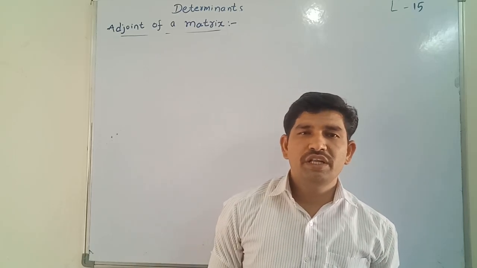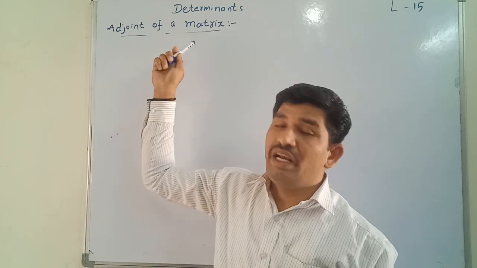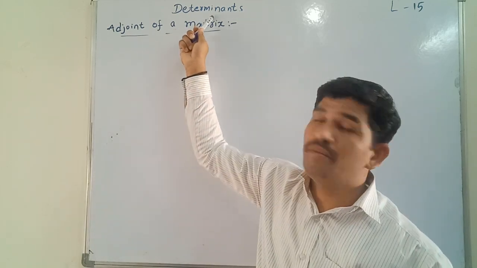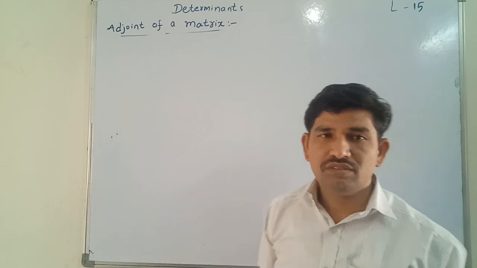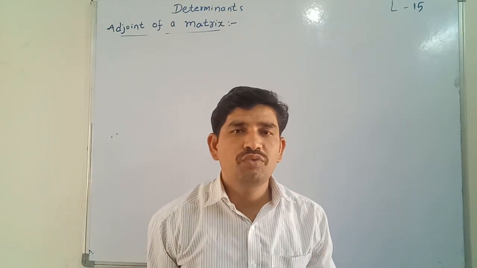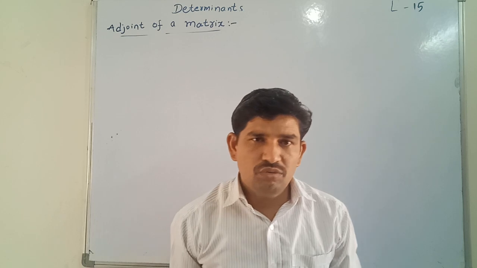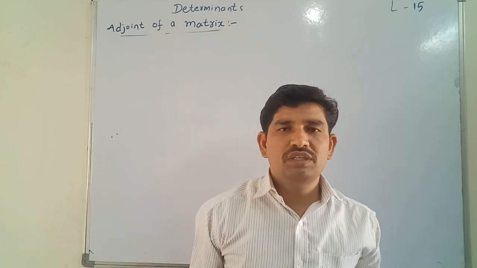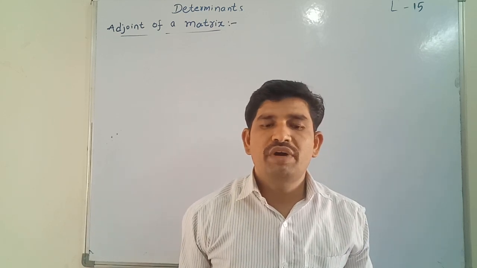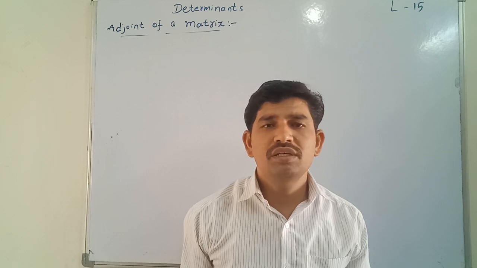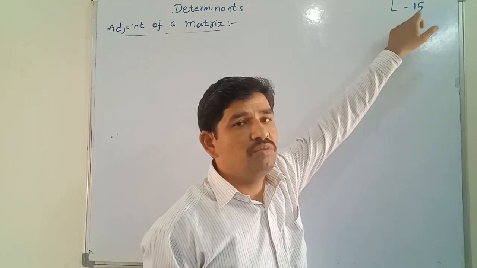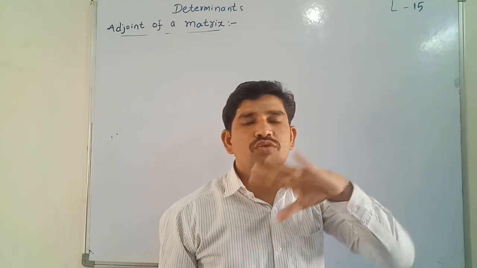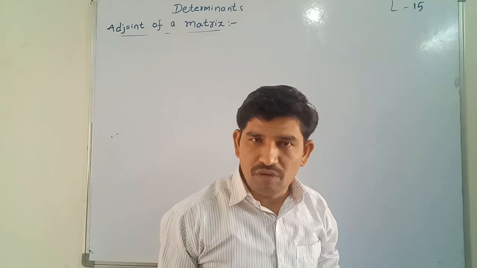Today we are going to continue with the adjoint of a matrix. This is the determinants chapter. In this, the concept is the adjoint of a matrix. After that, we can find how to find the inverse of the matrix. This is also important for objective level. How to find the inverse of a matrix and how to find the adjoint of a matrix. This is lecture number 15, meaning we have already completed 14 lectures in this chapter, determinants.